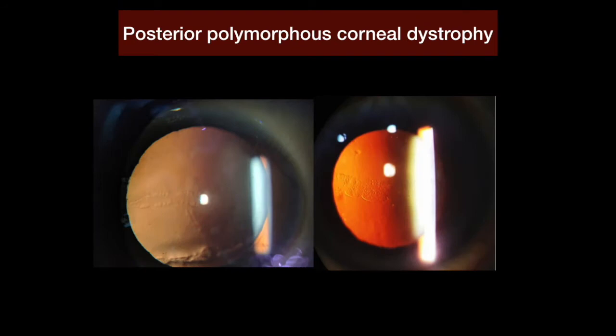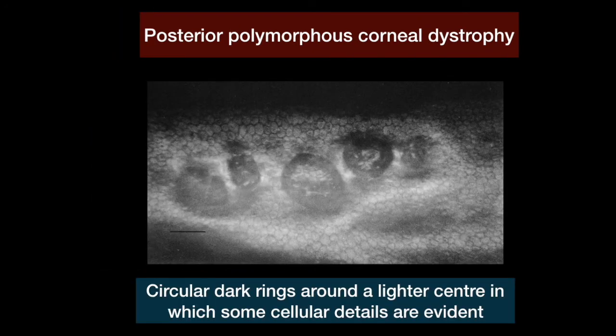In posterior polymorphous corneal dystrophy, the vesicular lesions are considered to be the hallmark of the disease, and they are present in almost all patients. They are seen as circular dark rings around the lighter center in which cellular details are evident. These vesicles are filled with fibrillar or collagenous material and are not fluid-filled spaces as the term vesicle would imply.